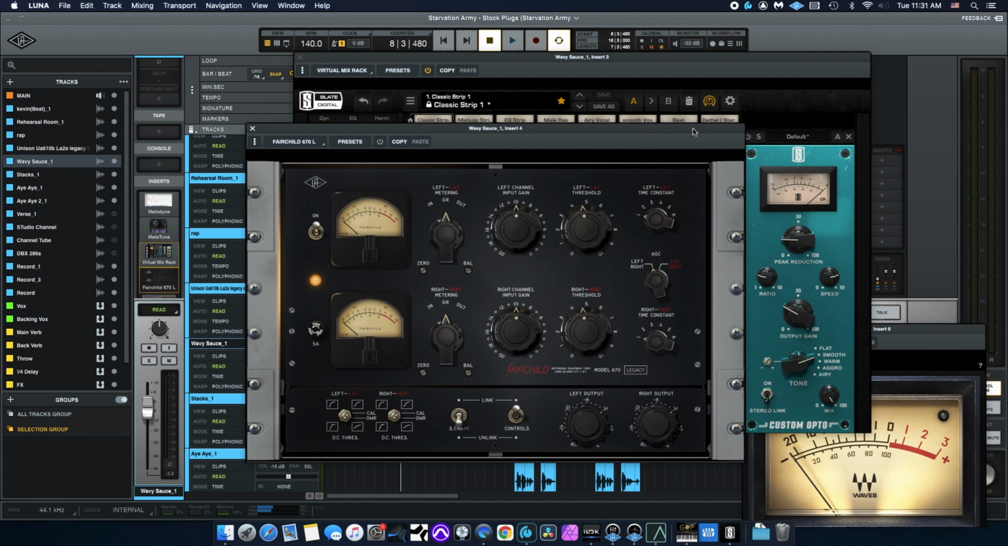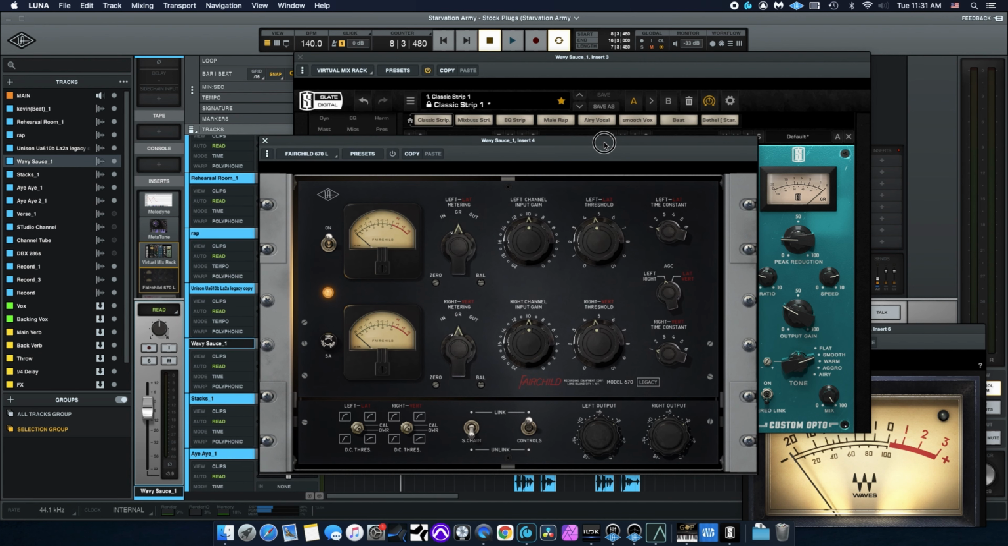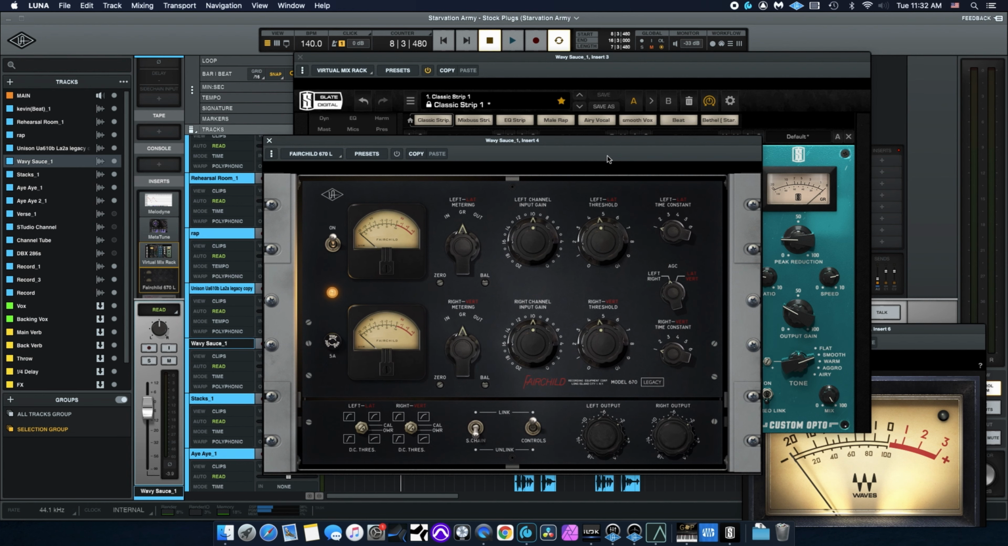It can fit in the variable threshold category. As you can see, you do have access to a threshold here. And it can also fit in the same category as a compressor that has the fixed threshold, because it has a gain input here where you can bring the signal into the compressor louder to trigger compression in this case.